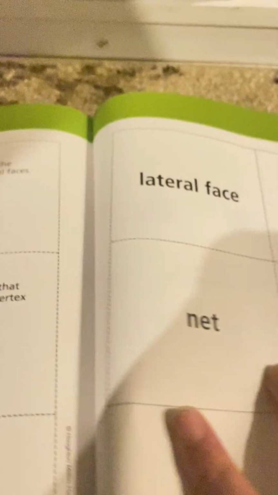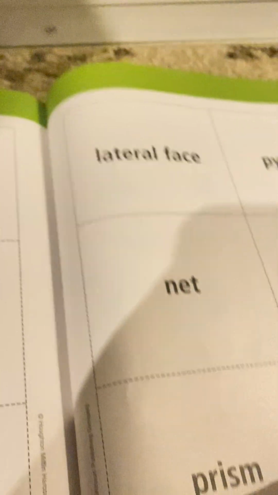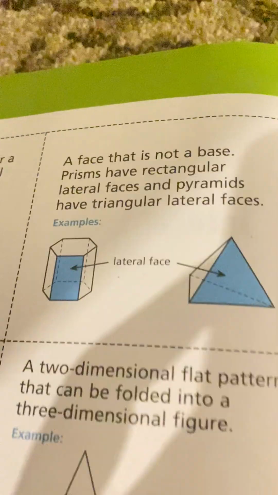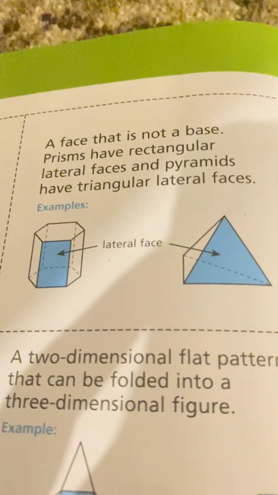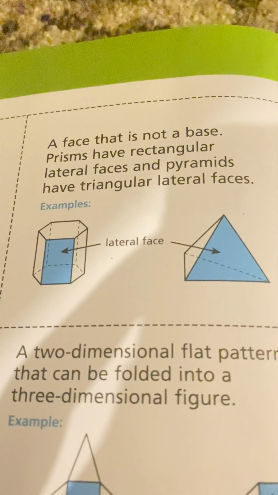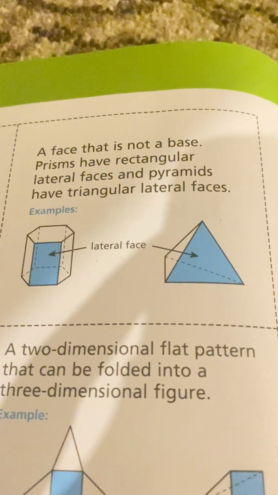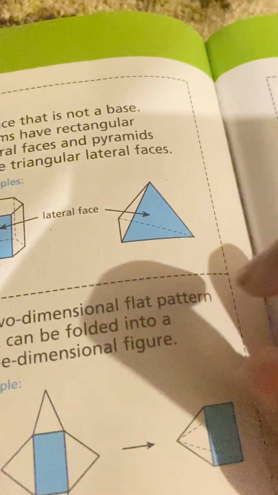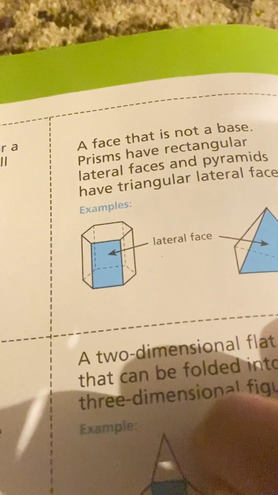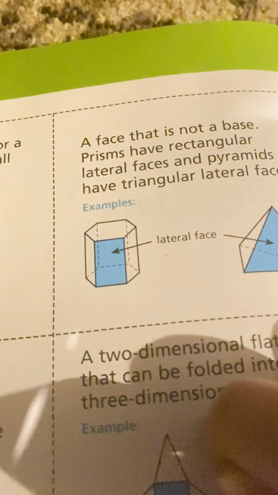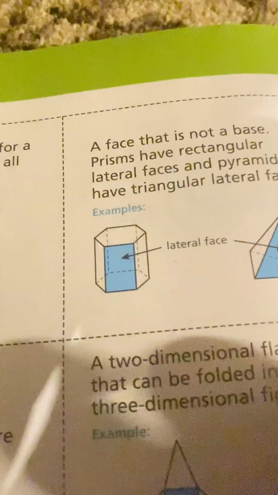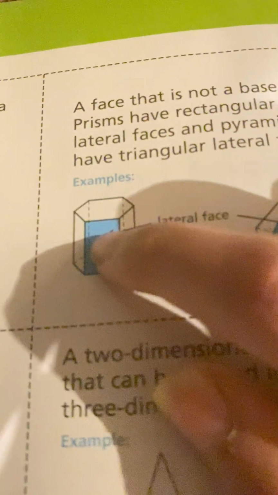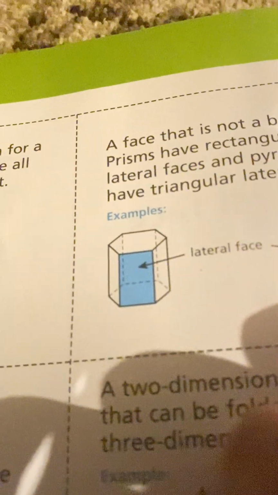Ah, see now? But also, in a prism, there are 4 other faces that are not the bases, and those 4 other faces are known as the lateral faces. A lateral face is a face that is not a base. Prisms have rectangular lateral faces, and pyramids have triangular lateral faces. So, this pyramid has a triangular lateral face, and this prism has a rectangular lateral face. Every prism has rectangular lateral faces. No other shapes. The lateral faces of a prism are always going to be rectangles.